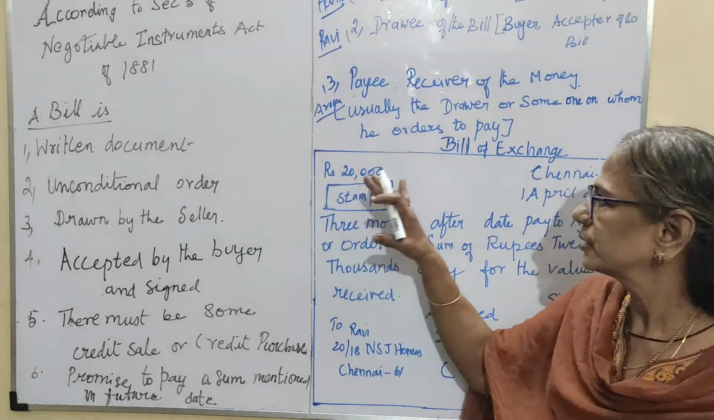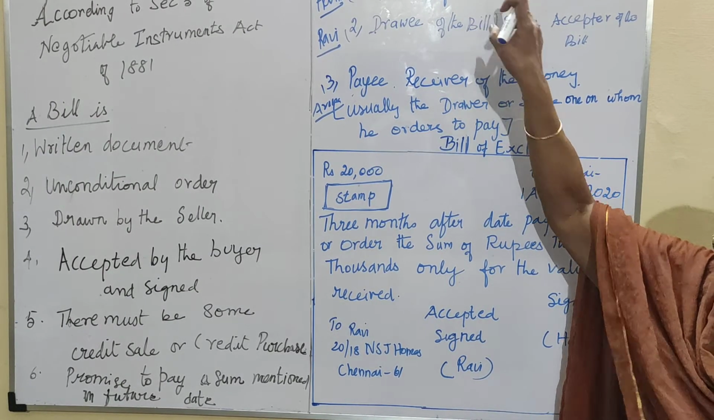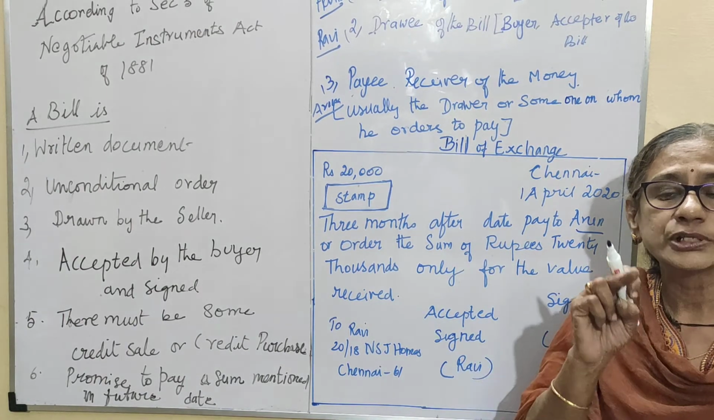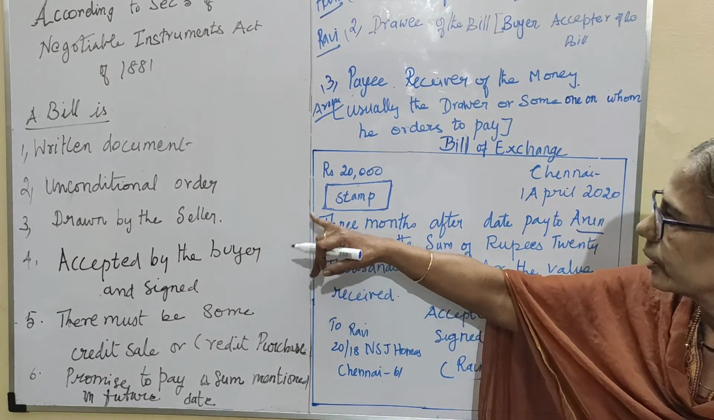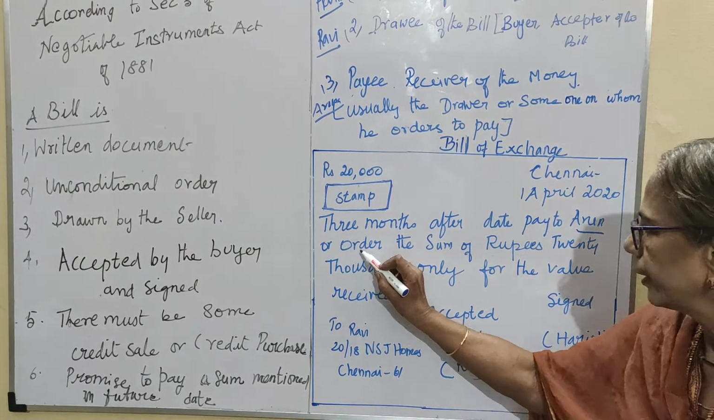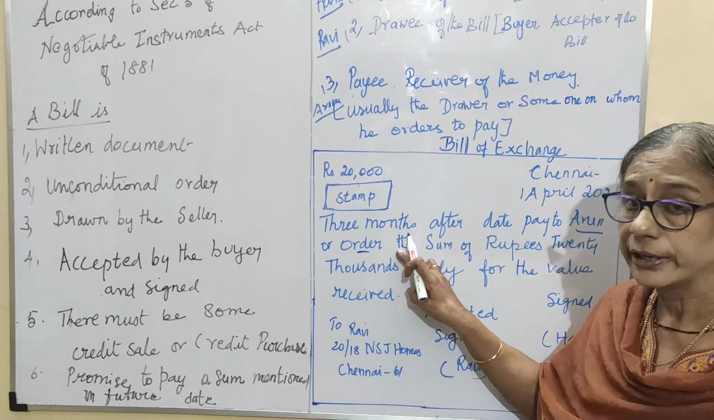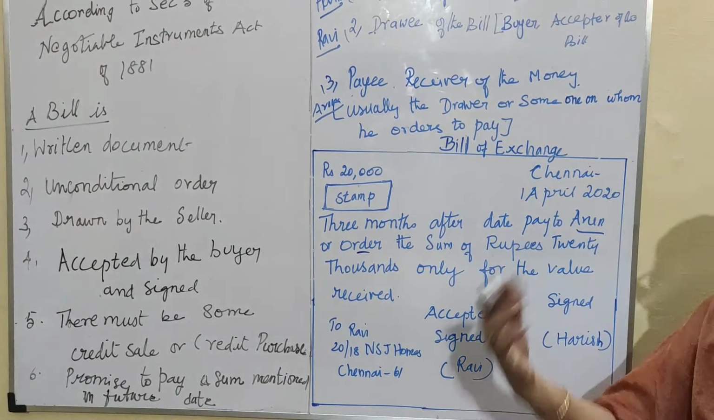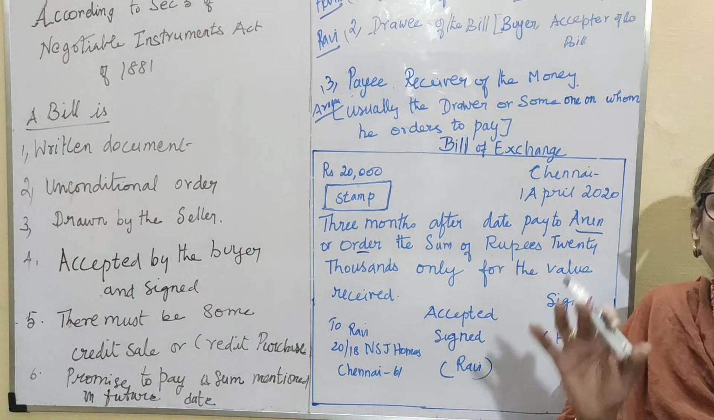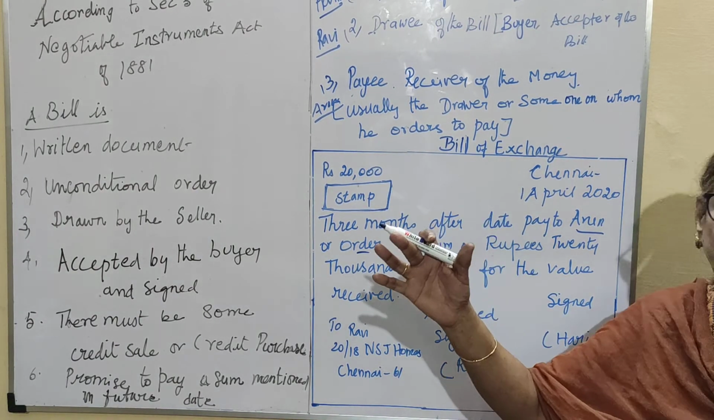In a bill of exchange, the drawer of the bill, that is the seller, will make out the bill. In a promissory note, the buyer will make the note saying that I promise you to pay. Here the seller is asking, giving an order to pay. The word order is here: I order you to pay, or pay to Arun, or order. The order is given by the seller. Whereas in a promissory note, the buyer will make out the note. He will give the promise saying, I promise to pay a certain sum of money after the due date.